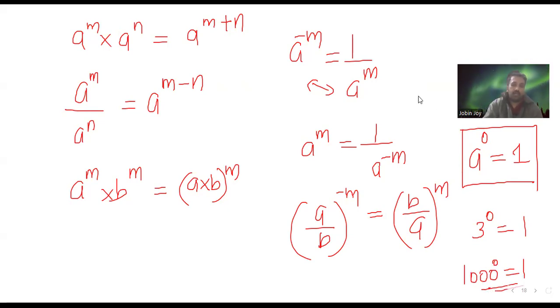Apply all these laws of exponents so that you can easily solve any type of problems from this chapter, exponents and powers. Thank you.